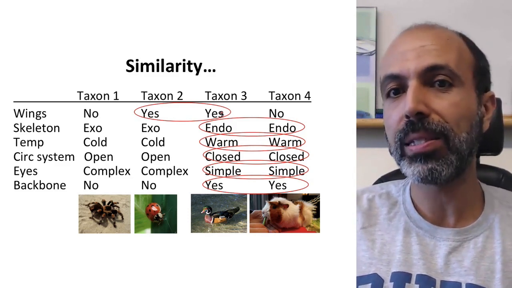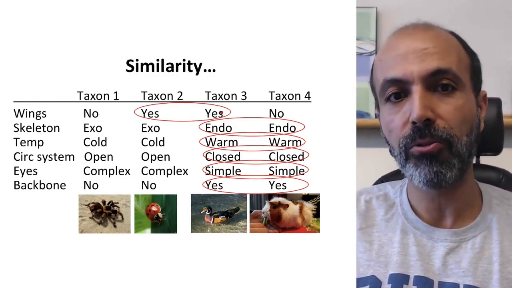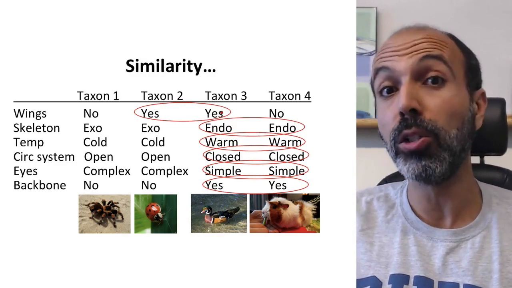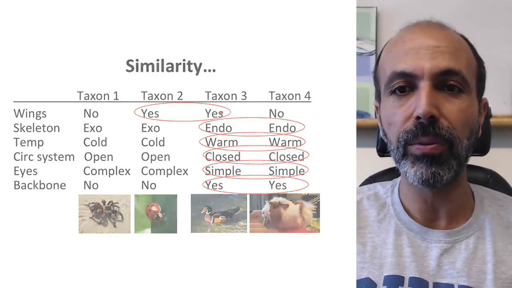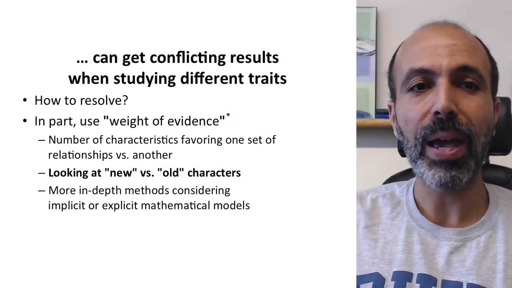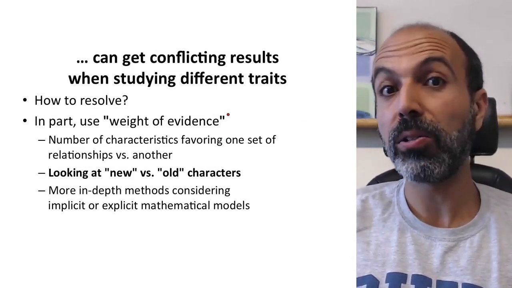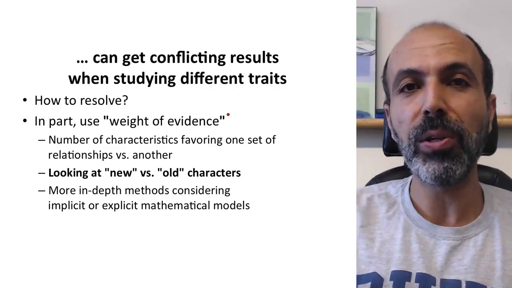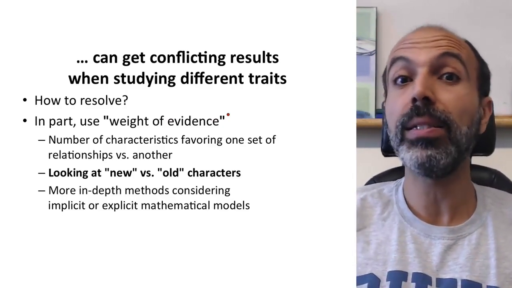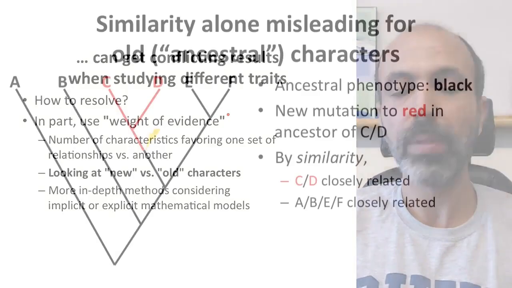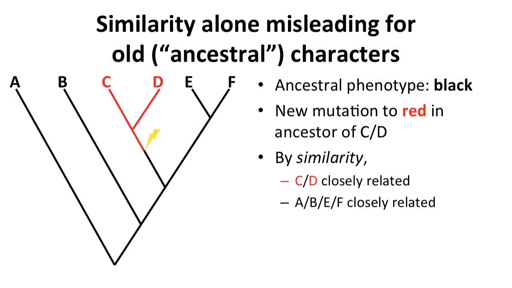But I have to emphasize that similarity is not enough. You can't just make a good evolutionary tree based on similarity alone. Instead, we end up having to look at new versus old characters. Characters that evolved fairly recently versus ones that may have been retained since the most recent common ancestor. Now let me show you why this is true. Similarity alone can be misleading when you're looking at old or putatively ancestral characters, characters that have been around potentially since the root of the tree.